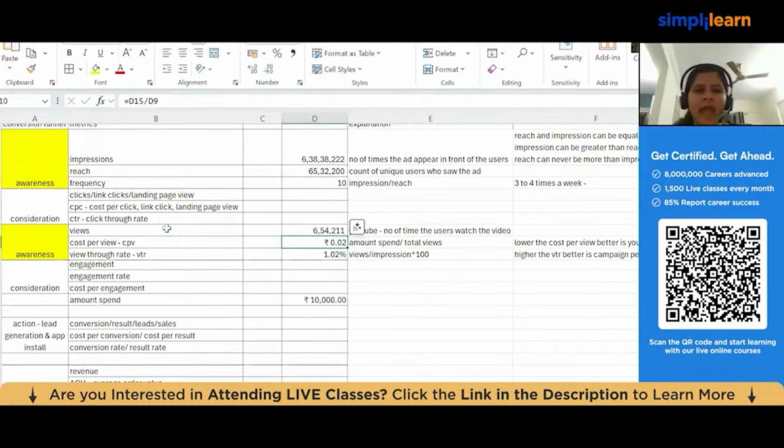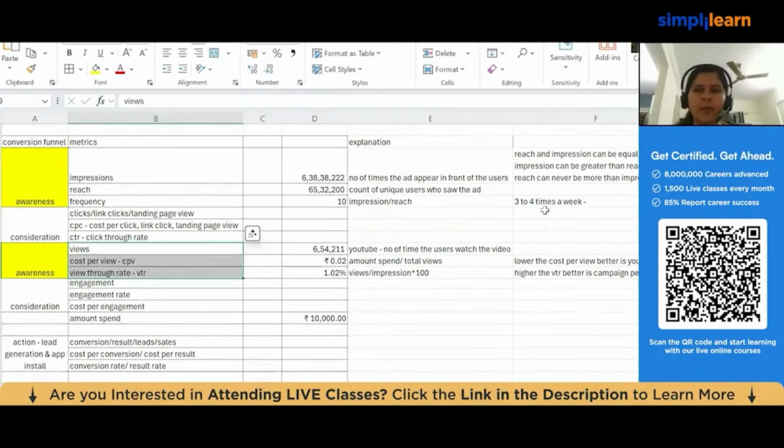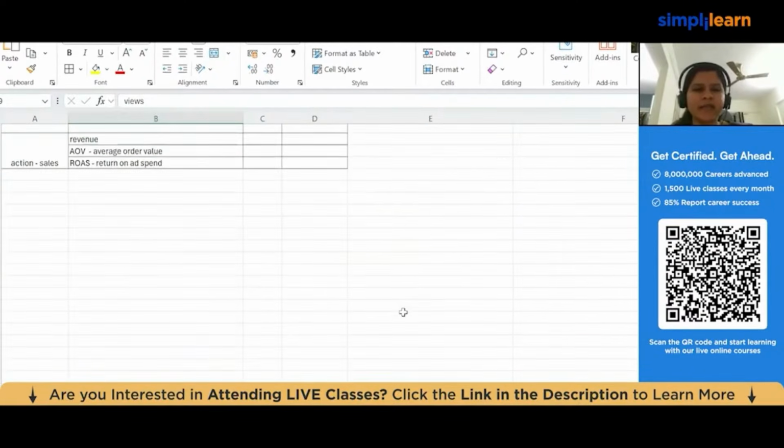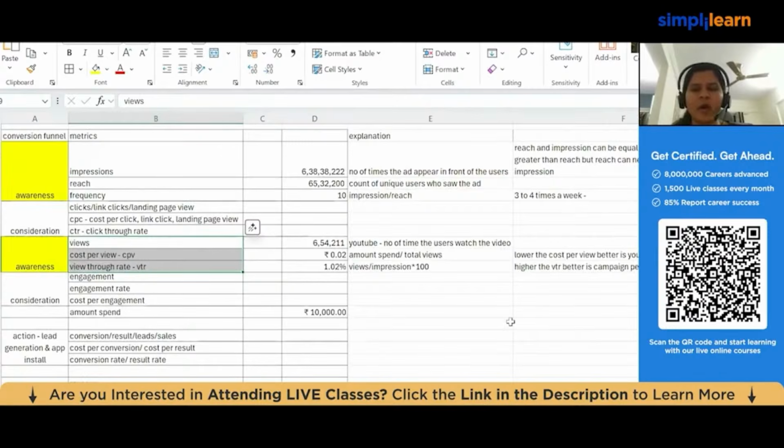So that's what we have under awareness: awareness, impression, reach, frequency, views, cost per view, view through rate. Okay, I've just written whatever important things you should know. If you want, at the end you can click a screenshot, or I can copy paste the content and put it in the chat as well. Don't worry, and you have the recording so you can go through it again.